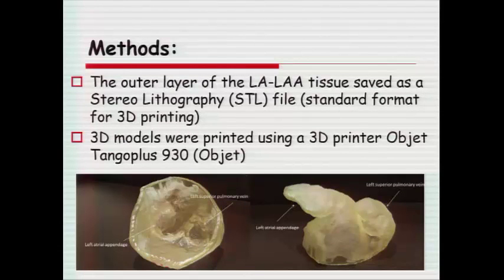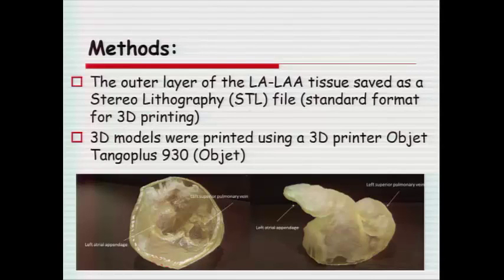Okay, of our models, and you can see here, this is the outer surface of the 3D model. You can see here the left superior pulmonary vein, the left inferior pulmonary vein, and left atrial appendage. And this is a view that we're used to when we're looking at the 3D volumes created using the CT.